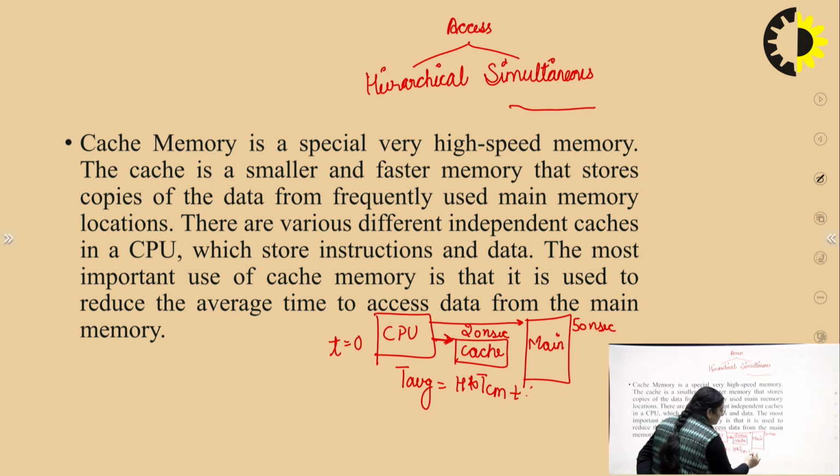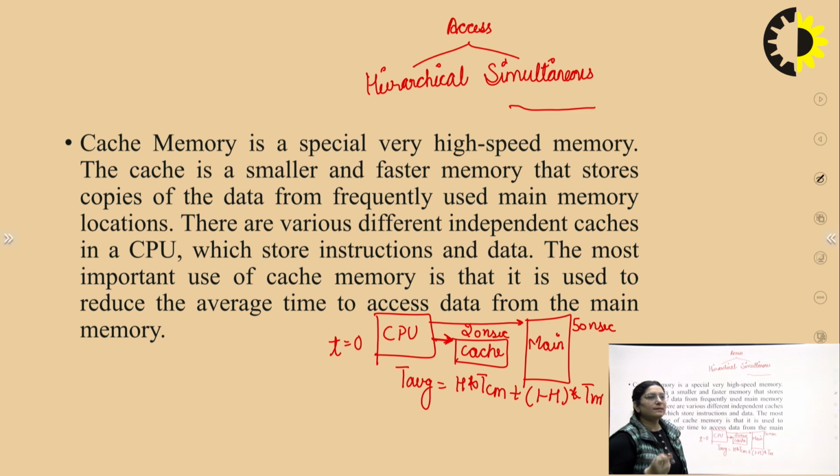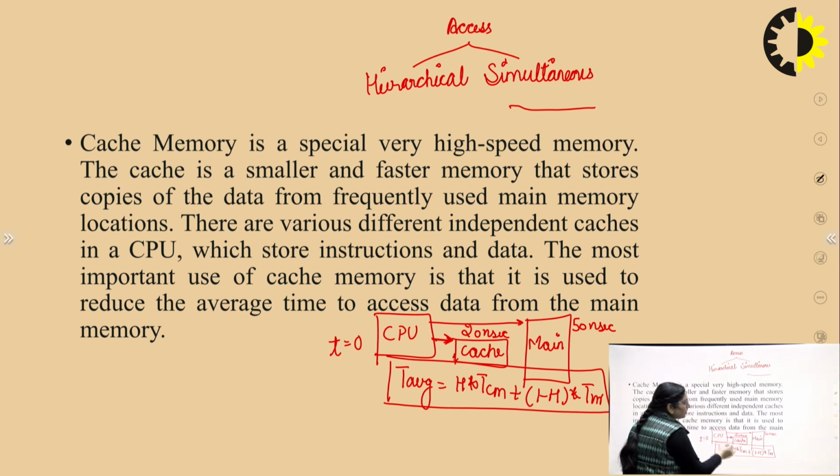Otherwise, if there is a miss, then we'll continue with main memory. We had already started searching the main memory. If it is found there, we'll stop. If it is not found, then we'll keep on searching in the main memory and get the data from there. In simultaneous, the average access formula will be this. How about in hierarchy? Hierarchy means first we will search the cache memory.